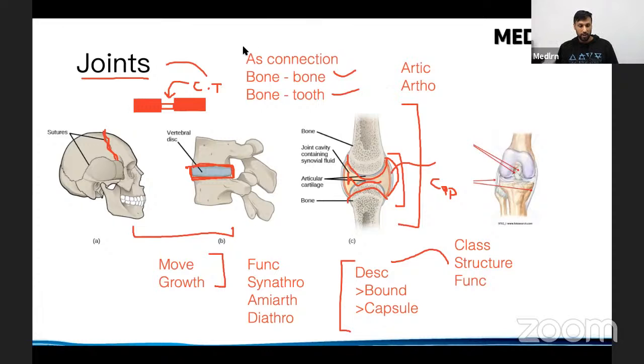Lastly, I want to talk about ligaments. Ligaments are accessory structures that help with the function of the joint, or help with actually supporting the joint itself. These ligaments can be intrinsic, where they're located within the joint itself, or extrinsic, where they play a supporting role for the joint.